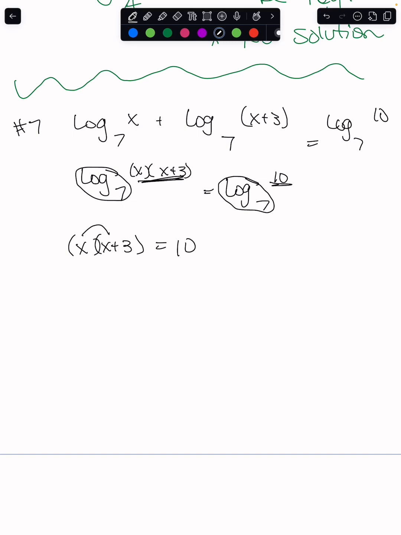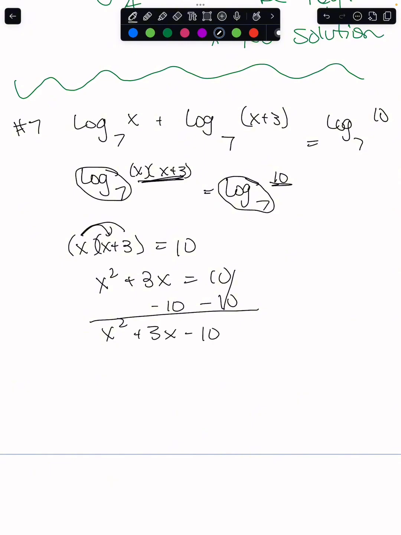Well, I need to distribute this. X squared plus 3x equals 10. And when I see this, I know I've got to make this equal to 0. And I've got x squared plus 3x minus 10 equals 0. And we're back to our favorite thing in the whole wide world, factoring.